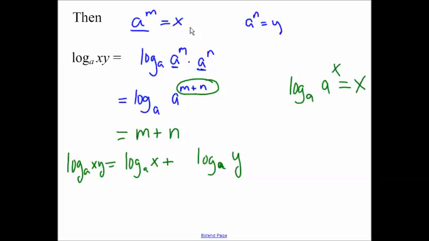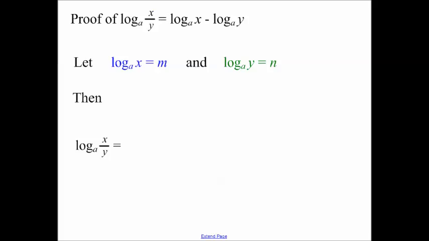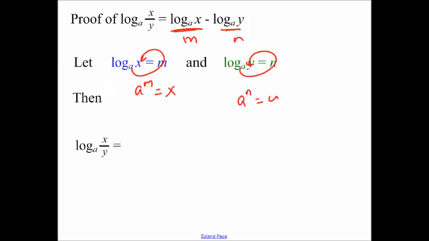Okay, the proof for division is very similar. If you think you want to try it, go ahead and pause and start the same process I just did. All right, so again, you see that we have division here. So we're just going to start off by calling this m and this n just like we did last time. Turn it exponential, so a to the m equals x, a to the n equals y.